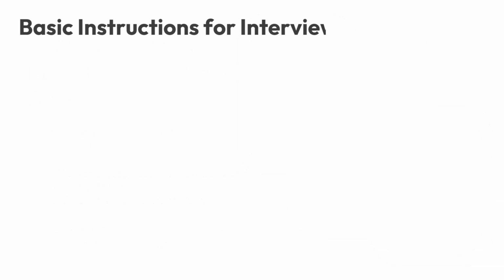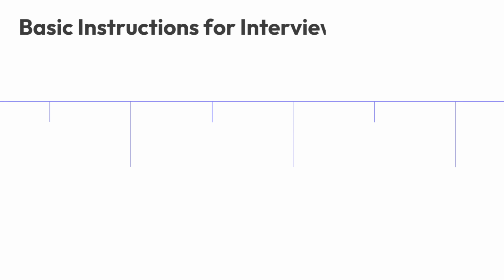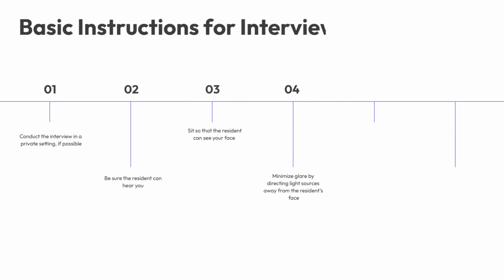Before we begin, let's review a few basic instructions for conducting our interview. If possible, conduct the interview in a private setting. Be sure the resident can hear you. Sit so that the resident can see your face and minimize glare by directing light sources away from the resident's face. Give an introduction before starting the interview. Utilize the resident's preferred language, communication devices, or hearing aids if applicable.